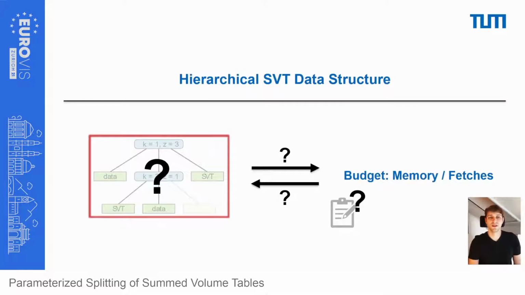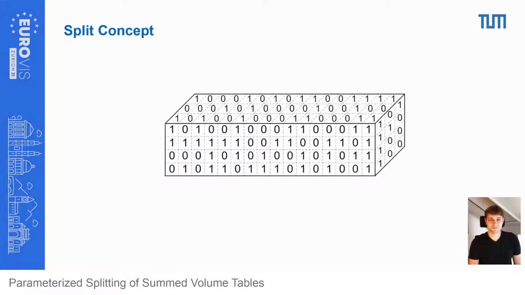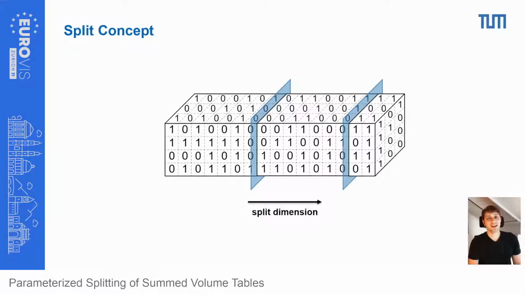So we start with the hierarchical SVT data structure. Our data structure evolves around the core concept of splitting a volume such that any prefix sum of it can be derived from 2 prefix sums of smaller shape. So take this example of a binary 16 times 4 times 3 volume. We define a split dimension and then place axis-aligned cut planes that are perpendicular to this direction. Along these cut planes, we cut the volume into blocks.